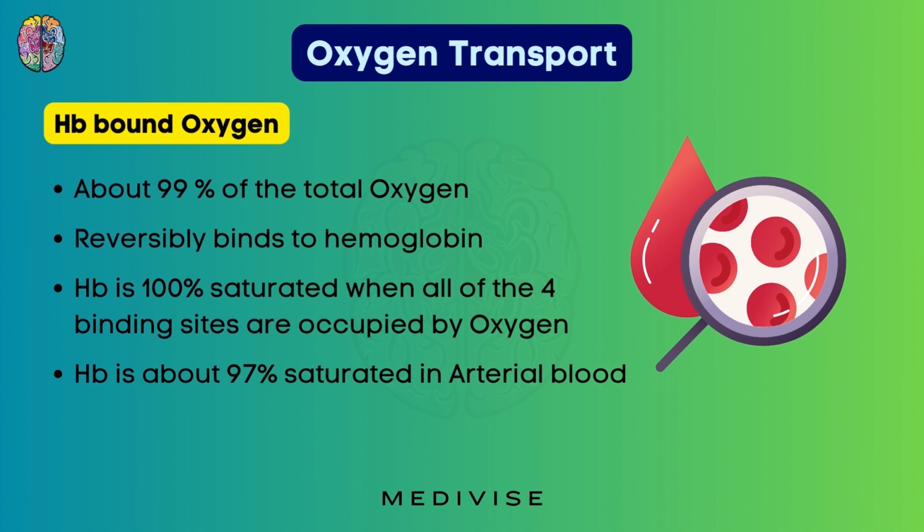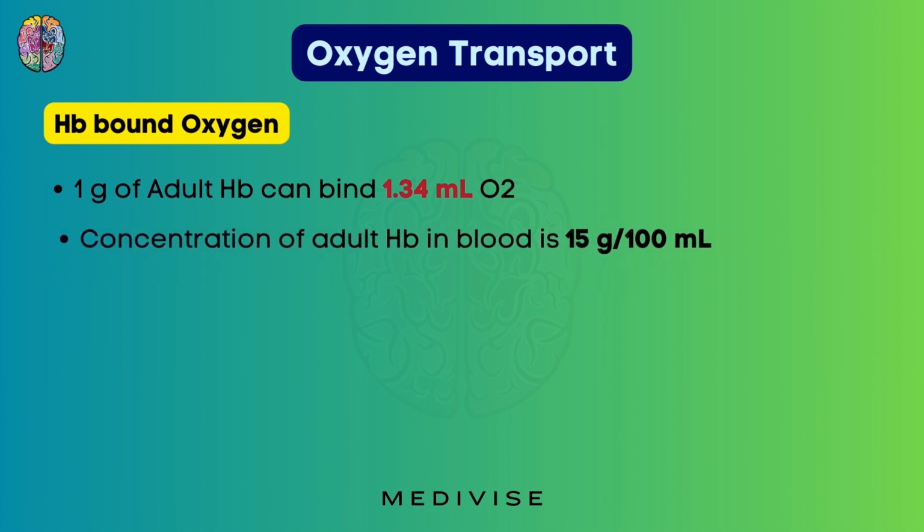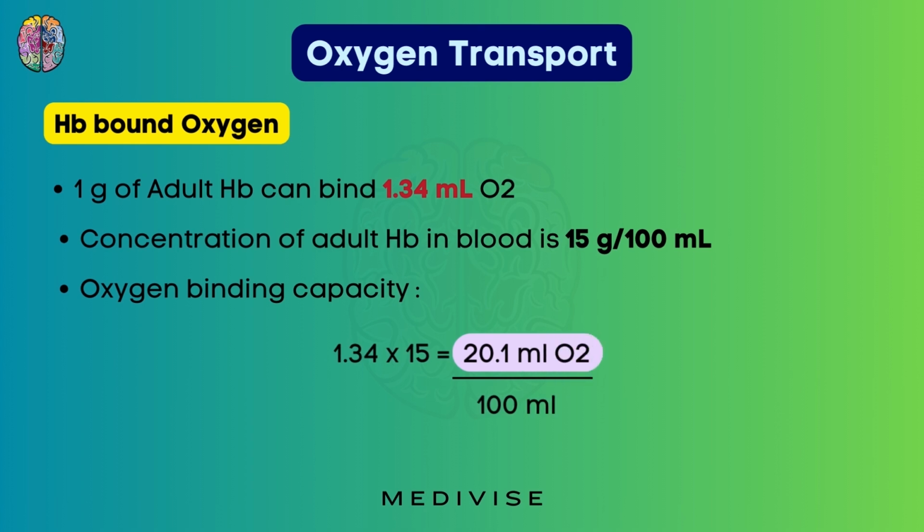Now, I know that doctors don't like to play with a lot of numbers, but we have to learn a few numbers here. So, 1 gram of adult hemoglobin can bind 1.34 ml of oxygen. The concentration of adult hemoglobin in blood is 15 grams per deciliter. So, if 1 gram of hemoglobin can bind 1.34 ml of oxygen and there are 15 grams of hemoglobin, we can find out the oxygen binding capacity. We multiply the two figures and find out that 20.1 ml of oxygen is transported using hemoglobin.